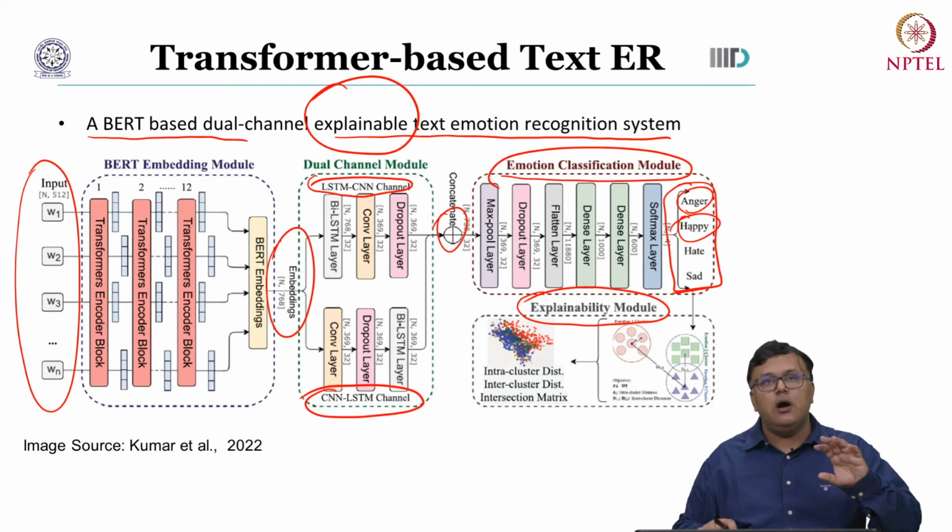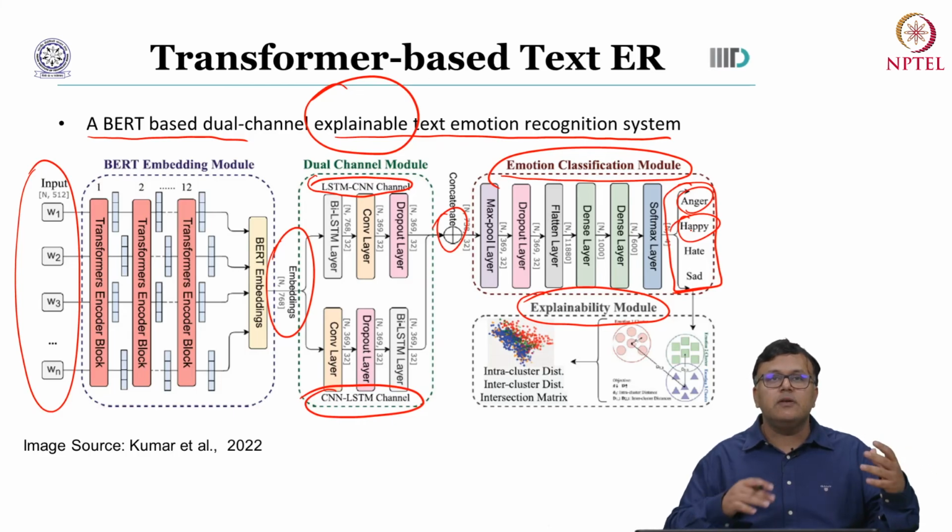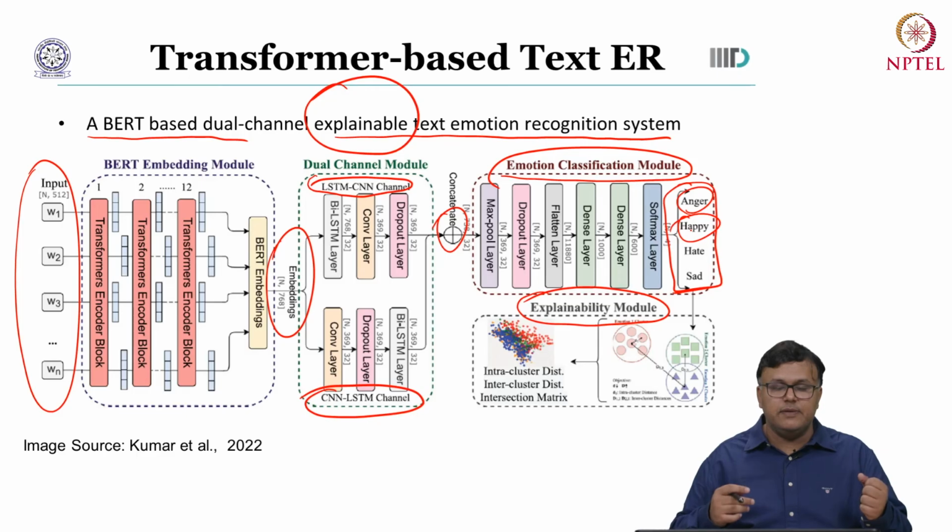So notice how the transition has happened for text-based emotion recognition systems. In the beginning, we were using bag of words, bag of concepts-based representation, and now we are in 2023. We are using systems such as BERT, which are based on transformers.